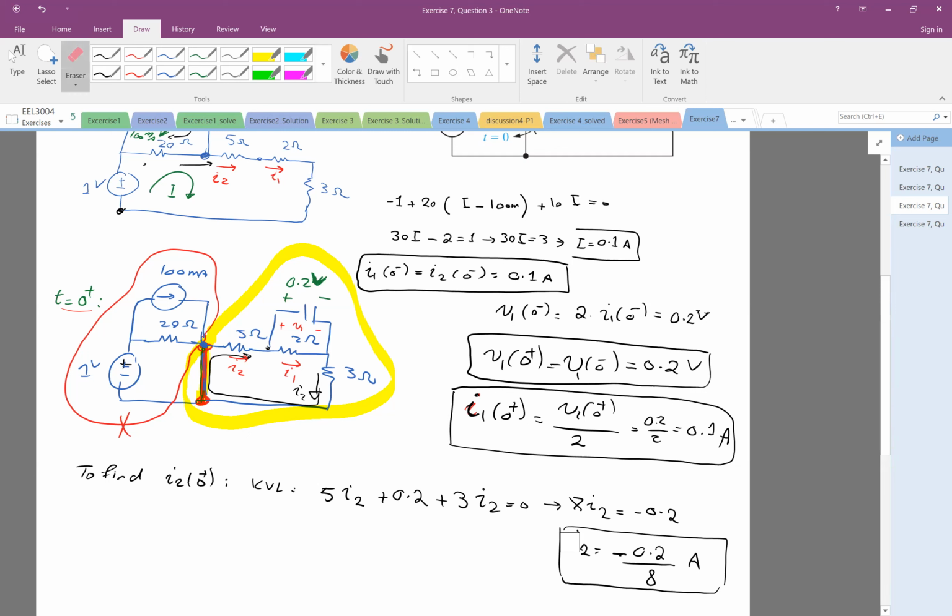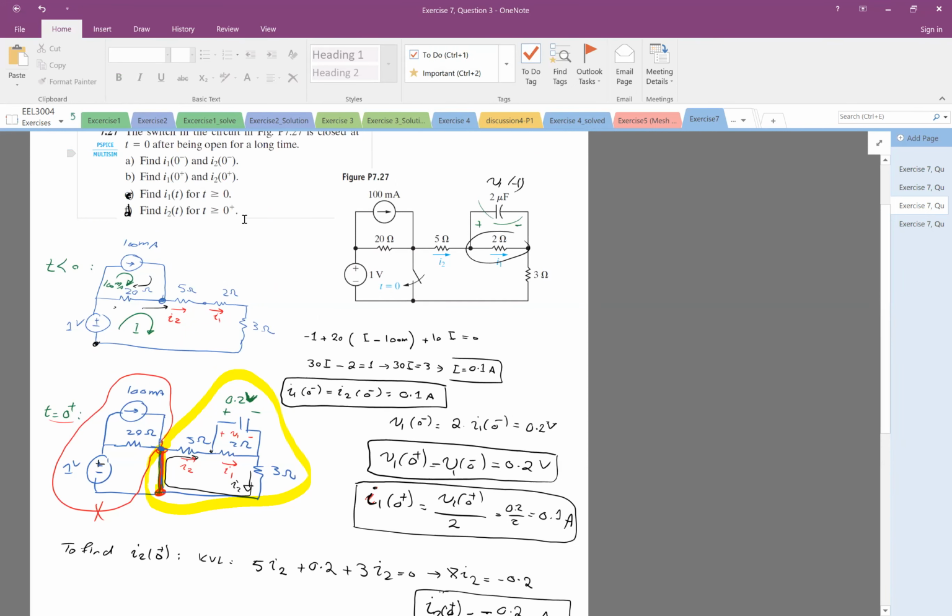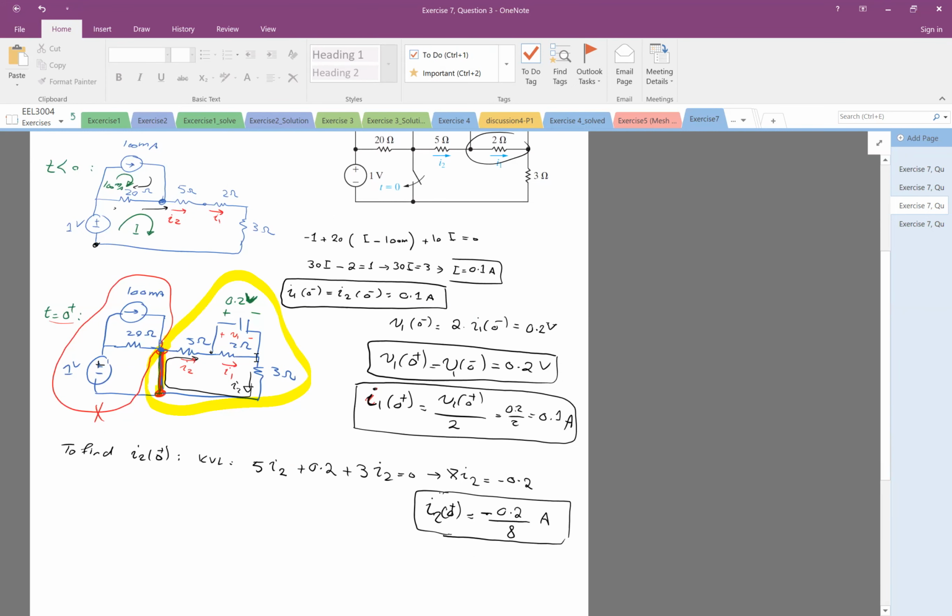Then let me be correct. This is now I2 at 0 plus. Okay. And this answers part B of the question, where we wanted to find I1 and I2 at 0 plus. So we got I1 and I2 at 0 plus.